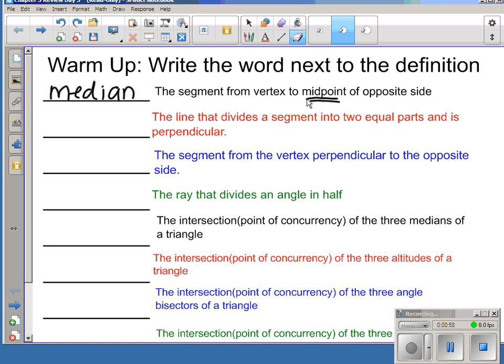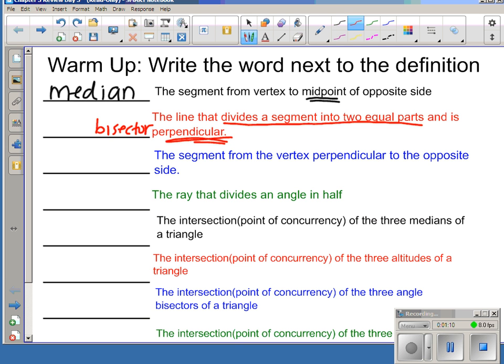The next one says the line that divides a segment into two equal parts and is perpendicular. So divide segment into two equal parts, you should think bisect. It's the bisector. And the last piece is perpendicular. So this one is the perpendicular bisector. Now visually, if I have a triangle, I find the midpoint, and it's also got to be perpendicular. So notice it does not have to cross through the vertex. It just has to be perpendicular and be congruent. It does not have to cross through the opposite vertex, right?